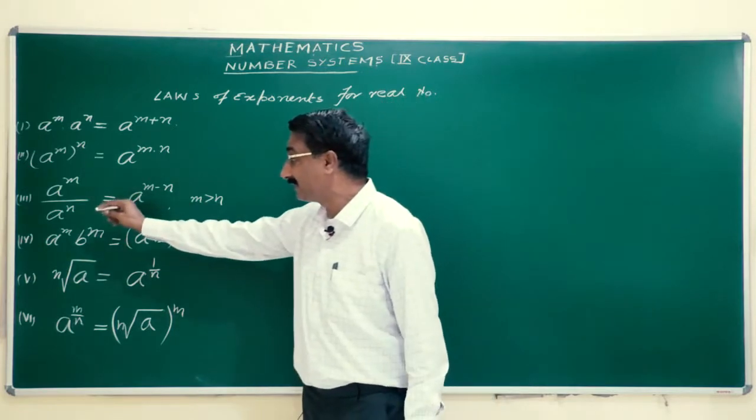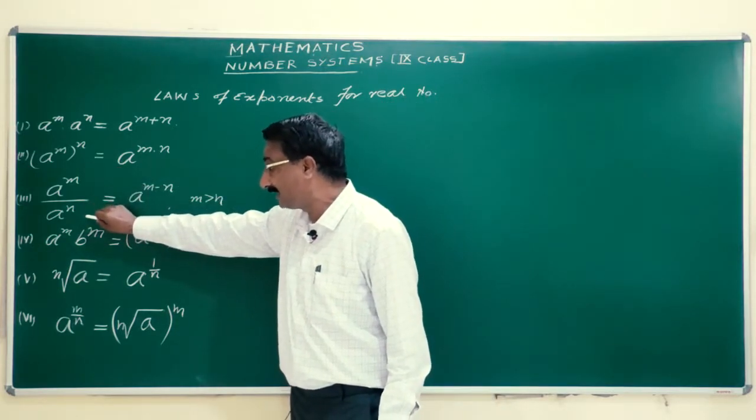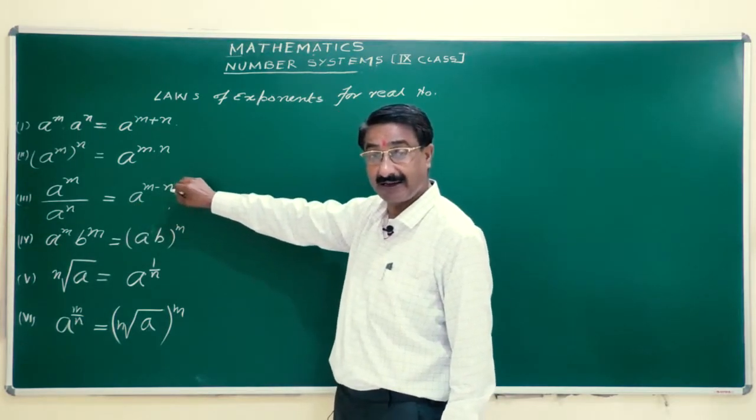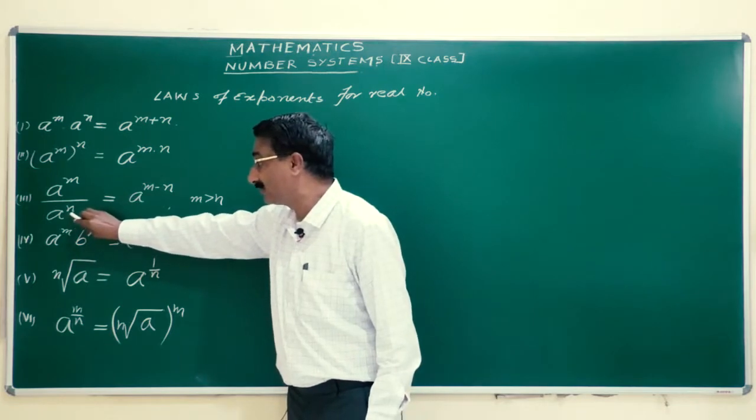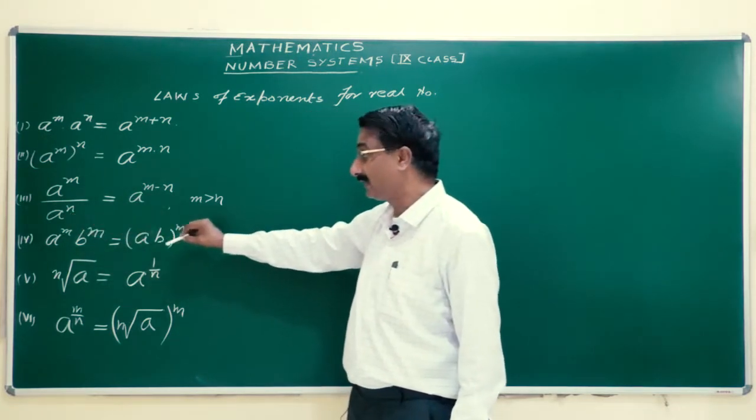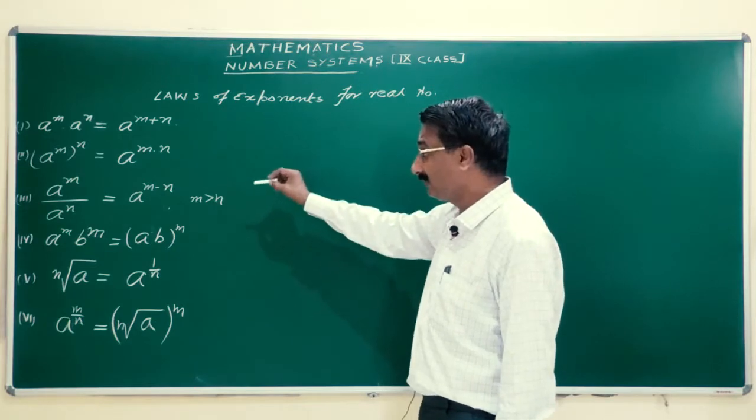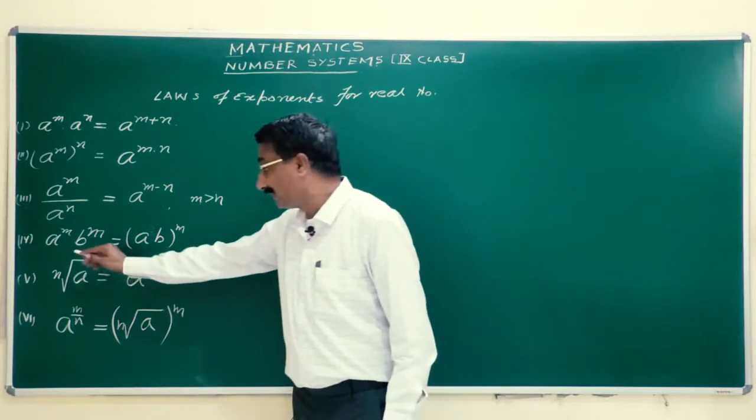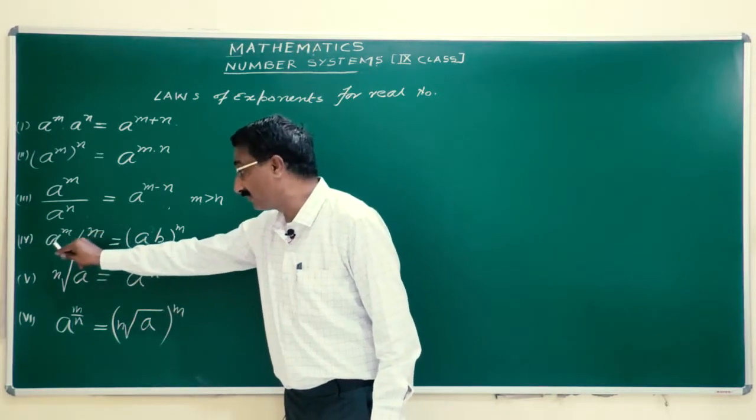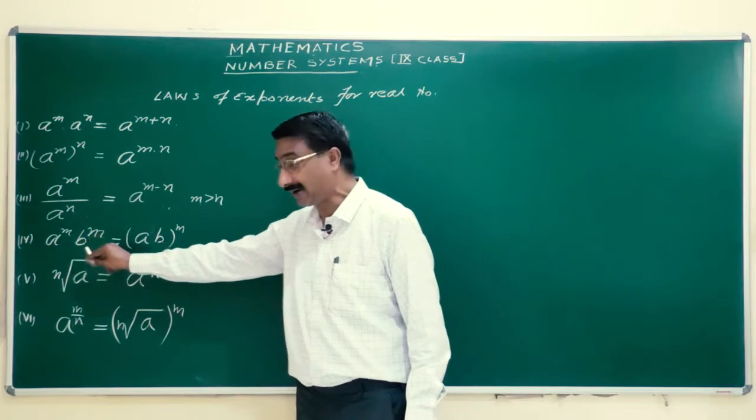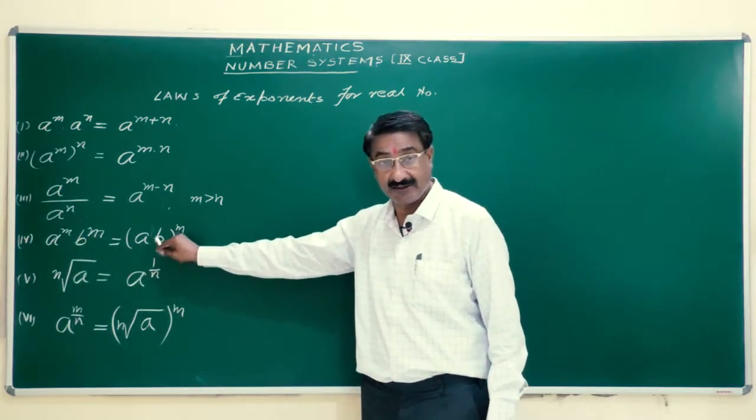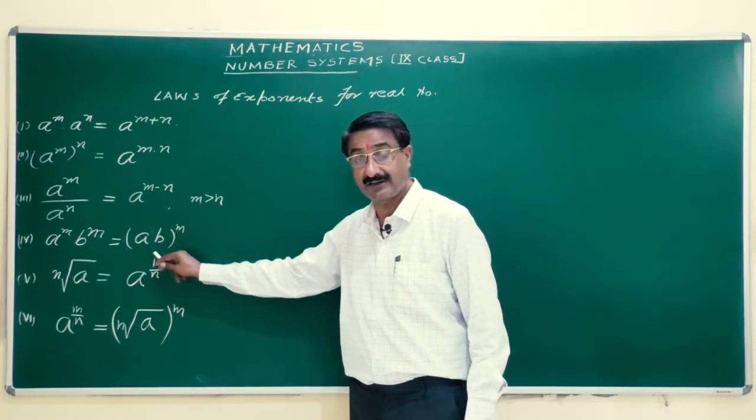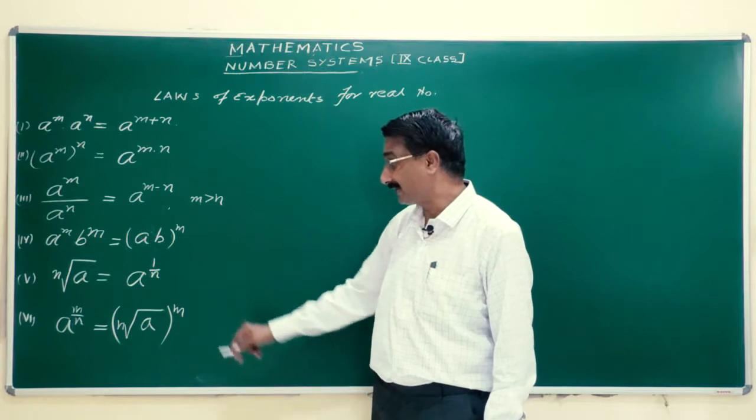Now a raised to the power m divided by a raised to the power n is equal to a raised to the power m minus n, because a raised to the power n is in the denominator. If we take it above, there will be a negative sign. Here m is greater than n. Now the base is different, the power is common. So a raised to the power m, b raised to the power m is equal to a into b raised to the power m. Complete a into b, that is the product of the two numbers, power is m.